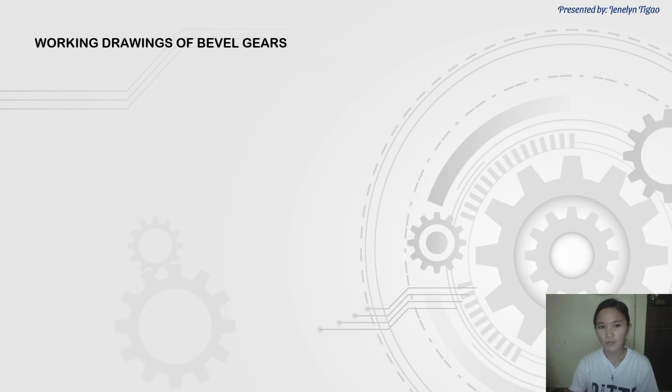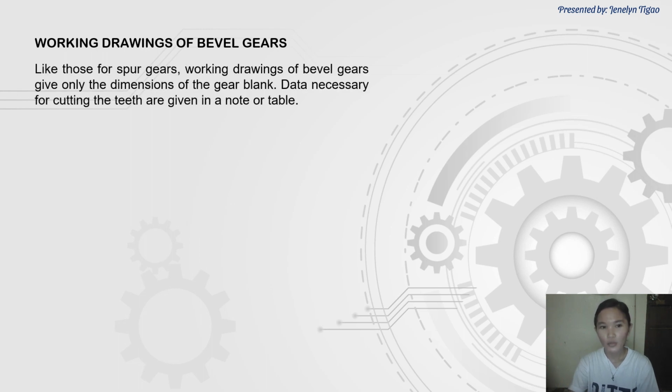Working drawings of bevel gears. Like those for spur gears, working drawings of bevel gears give only the dimensions of the gear blank. Data necessary for cutting the teeth are given in a note or table. On detailed drawings, each gear is usually drawn separately and fully dimensioned.